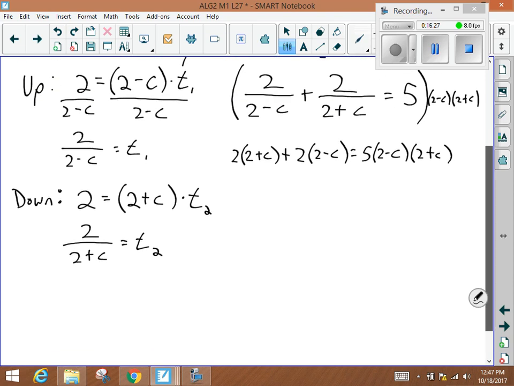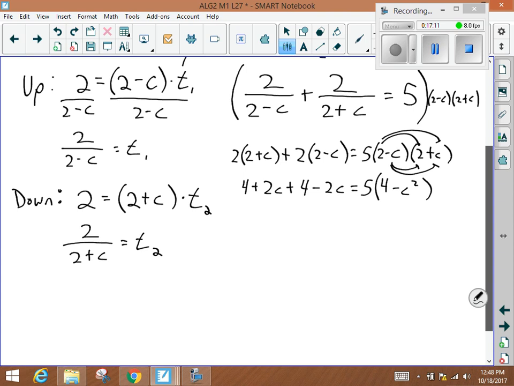Let's solve it. Here we go. I'm going to go ahead and do all my distribution. So I'll have 4 plus 2c plus 4 minus 2c. That's nice. And this is going to be 5 times. I'm going to go ahead and FOIL this thing out first. So I will have 4, right? So that's 2 times 2. And then I have a 2 times c, which gives me a positive 2c. And then I have a negative c times 2, which gives me a negative 2c. So those are going to cancel. And then all I have left is negative c squared.